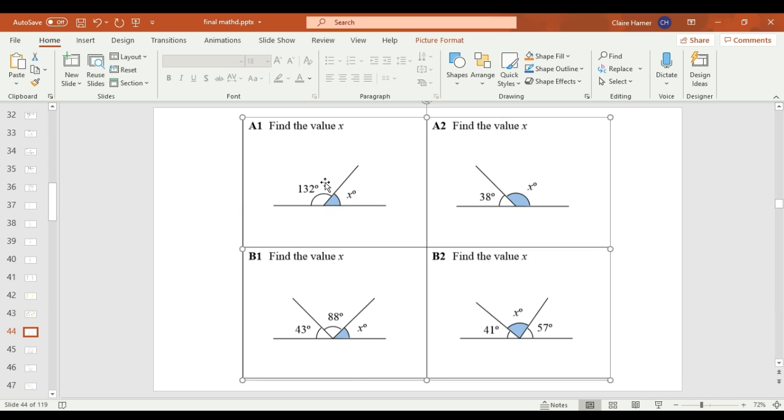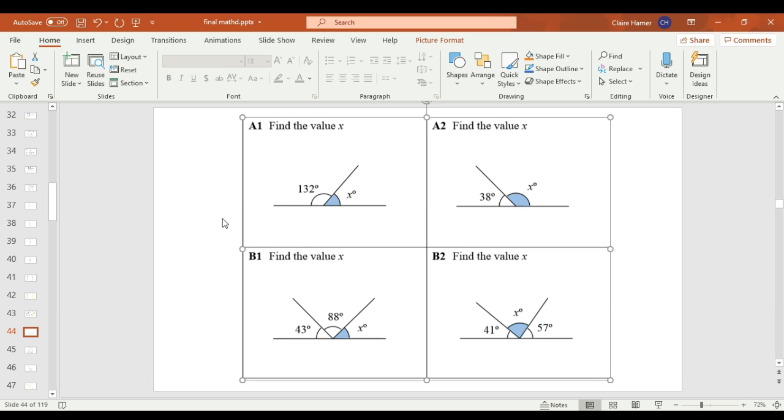So for example, in A1, x will be 132 add x equals 180. So pause the video, see if you can work out angle x in each of the questions. You'll know you're right if the 3 or 2 angles add up to 180. Have a go.